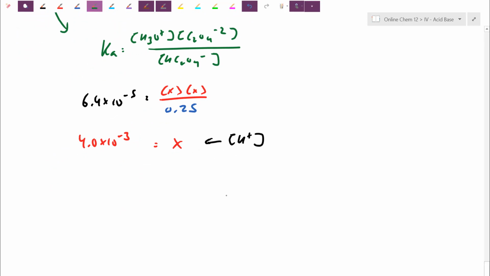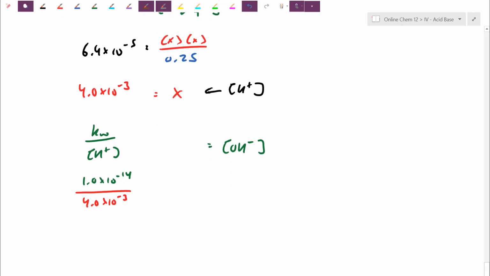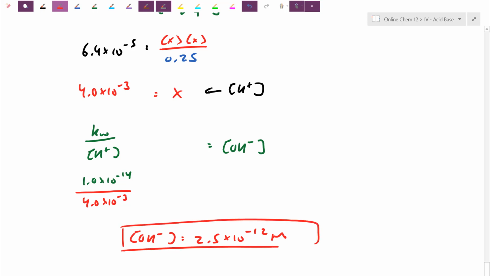This time they just want the OH-, so let's just do the one calculation. The OH- would just be Kw divided by the H+. So it's going to be 1.0 times 10 to the negative 14 divided by this number here, 4.0 times 10 to the negative 3. And this gives me a hydroxide amount. 1e negative 14 divided by 4e negative 3. I don't know why I wrote this backwards here. OH- is 2.5 times 10 to the negative 12. And as expected, it's a very tiny number. The H+ was some 10 to the negative 3 molar, whereas the OH- is at 10 to the negative 12, about 9 orders of magnitude tinier.